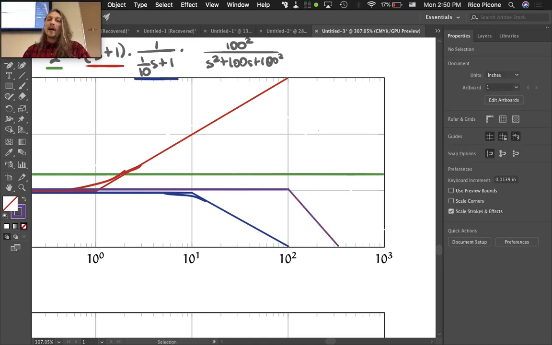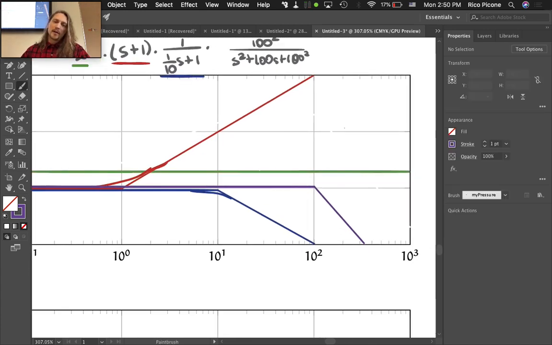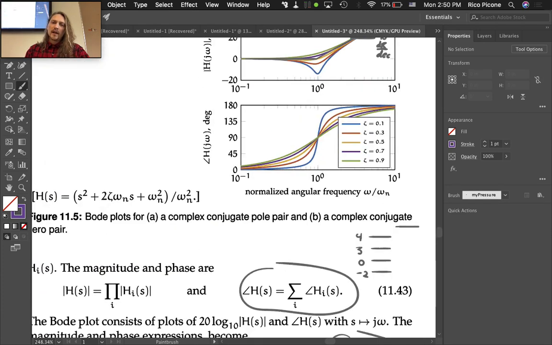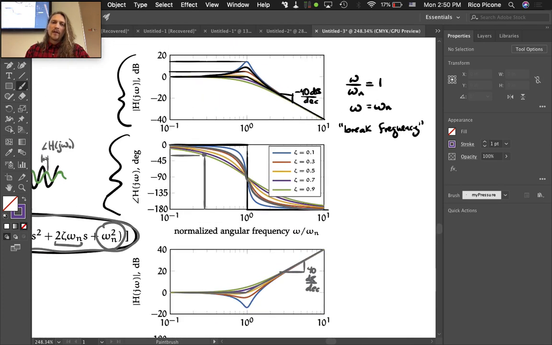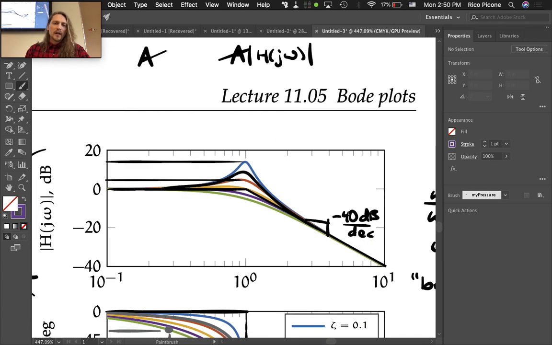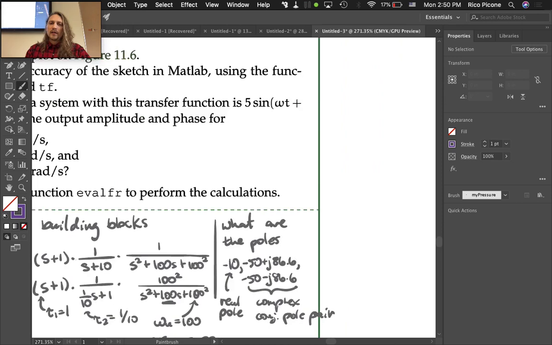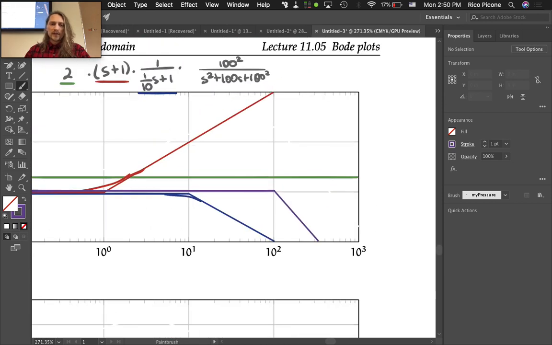So now let's sum them. Oh, well, we've got to do a rounding, right? We said zeta was 0.5. If zeta is 0.5, we go back here and we say, zeta being 0.5 gave us pretty much no hump, maybe just a little bit of hump for the second order system. So maybe we do something like that. All right.